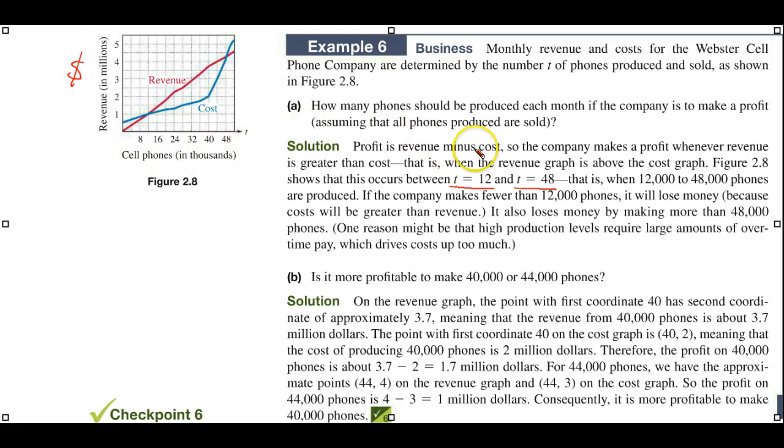Okay. Well, what they're saying is, if we look at about this point, where revenue, the red line, is above the blue line, that's where you make profit. And then over here, as long as the red line is above the blue line, that would be the profit area. So they're suggesting 12,000, which is about there, because each of these lines are 4, and 48,000, which is right about there. That is your profit range. Now they do give reasons here, which I'll not go into, but you could read it.